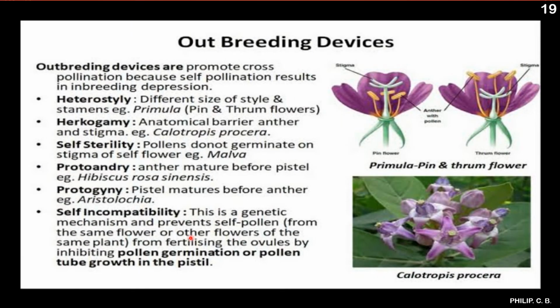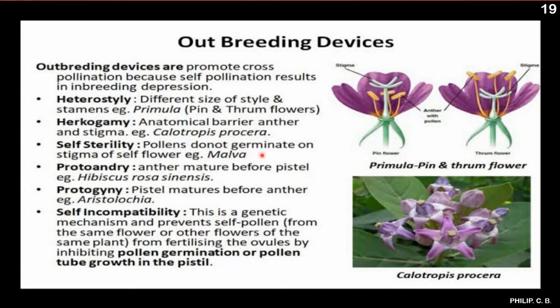Now, here is a small chart where all the terms are given together, so it will be easier. Outbreeding devices promote cross pollination because self pollination results in inbreeding depression. Heterostyly: different size of the style and the stamen. Example, Primula, pin and thrum flowers, which you can see in this image. You can see the stigma longer in one, and shorter in the other. Here the anther is shorter, here it is longer. So these are the differences. Then hercogamy: an anatomical barrier between anther and stigma. Example, Calotropis procera. There is an image of the Calotropis procera flower.